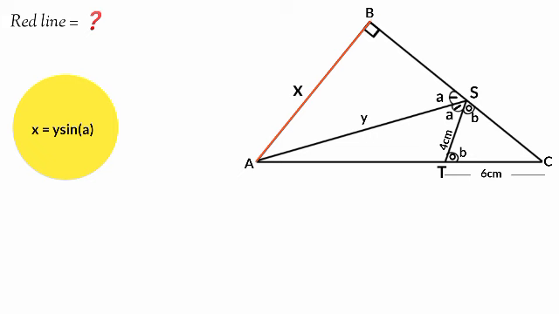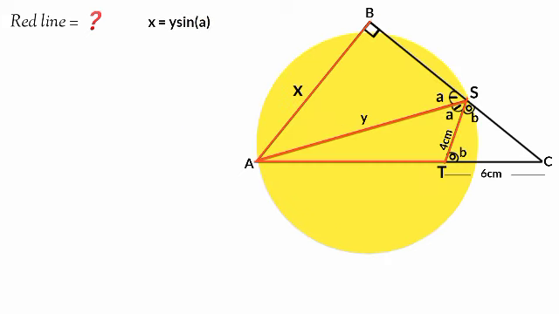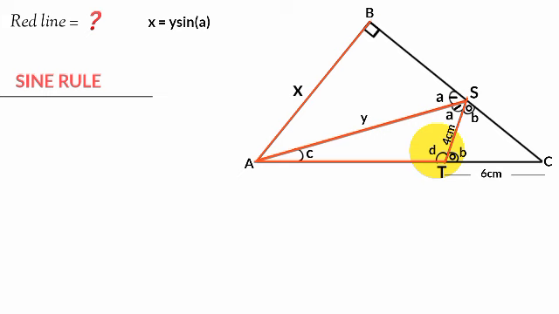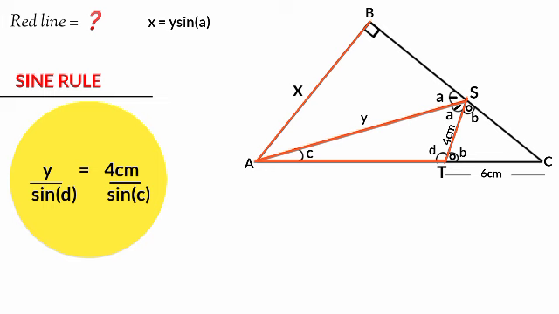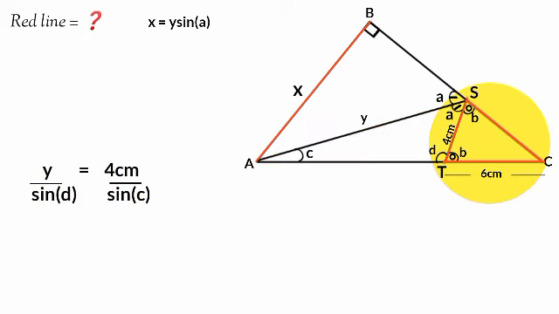Okay, from this triangle AST, we're going to label this angle C and this angle D. Then we welcome the sine rule. If we use the sine rule to relate this side and this side, the relation will be y over sine D equal to 4 centimeters over sine C. So how can we solve them? Well, this triangle CST is there for us.